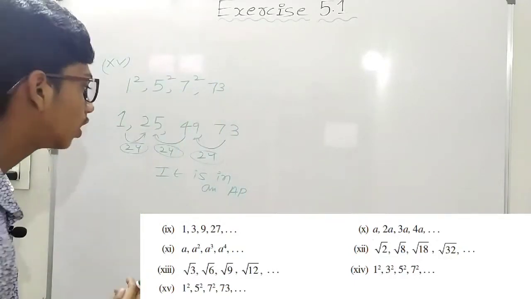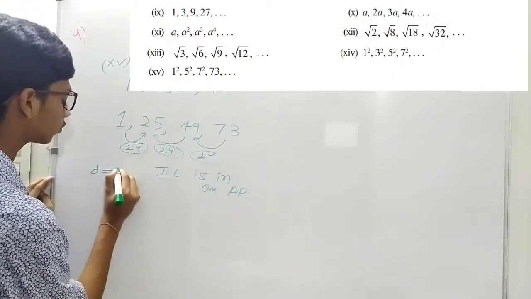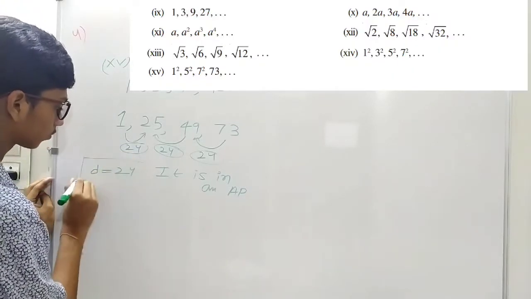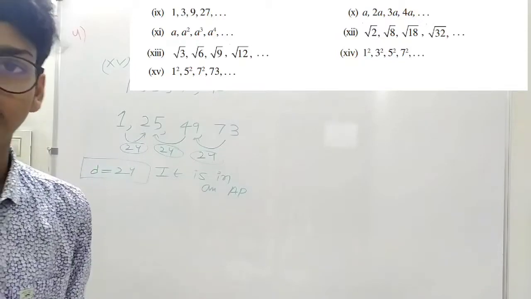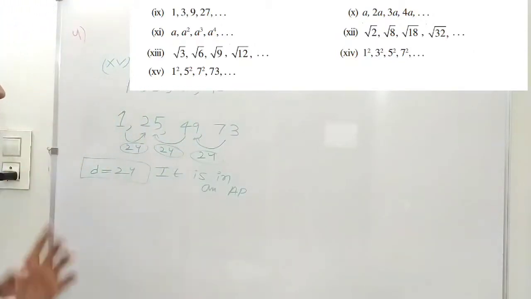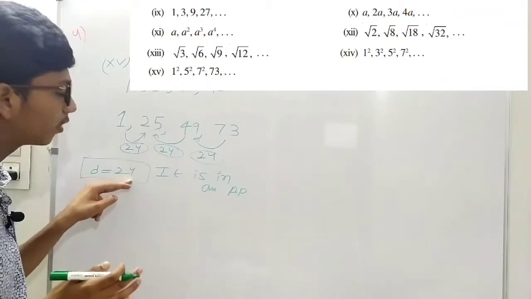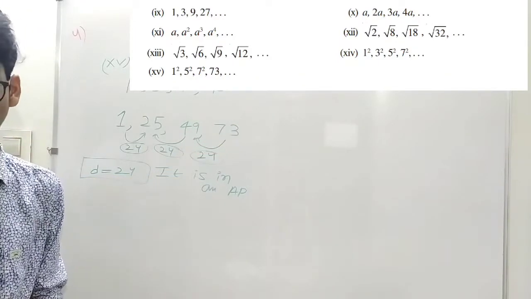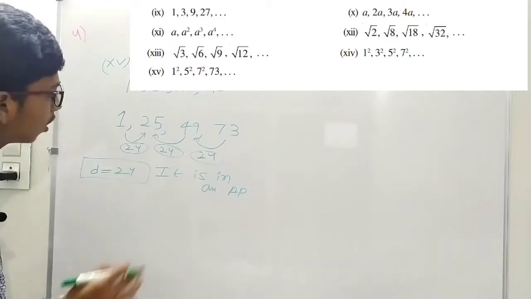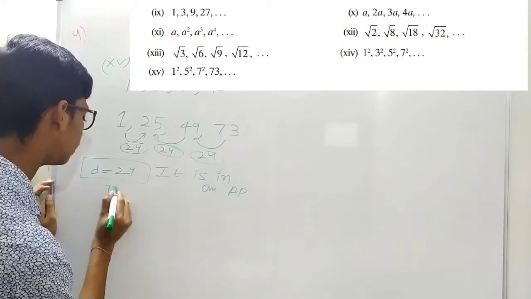If it is in an AP, what is the common difference here? We have already found that the common difference is 24. And to find the next 3 terms, simply add the common difference to the last term. 73 plus 24.